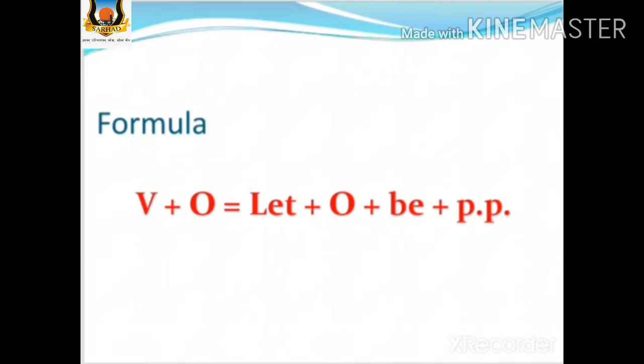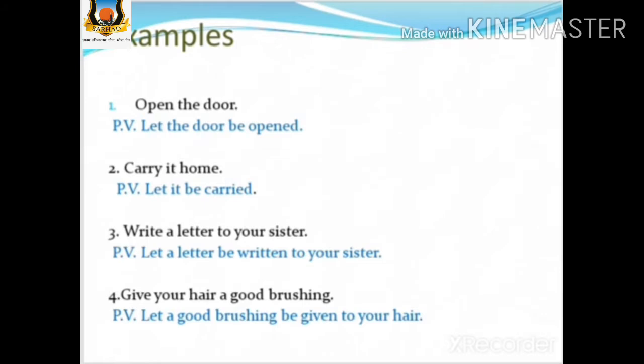Okay, in this way we are going to convert active voice of imperative sentences into passive voice. So keep in mind the formula of imperative sentences. Verb plus object is equal to let plus object plus be plus past participle of the verb. Okay, now let us see some examples.